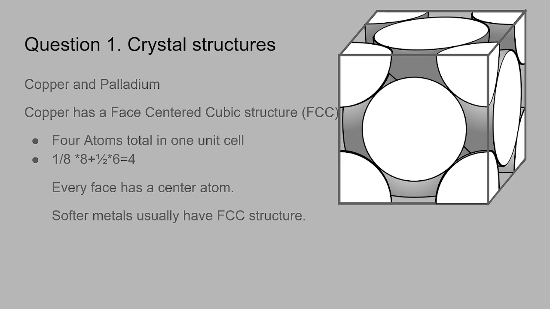Copper and palladium both have a face-centered cubic structure, FCC. There are 4 atoms total in one unit cell: 8 corners times 1/8, plus 1/2 atom times 6 sides, gives us 4. Every face has a center atom. Softer metals usually have a face-centered structure.